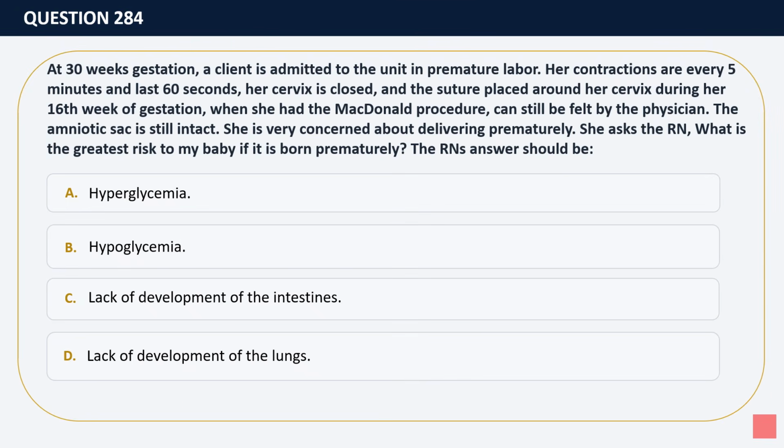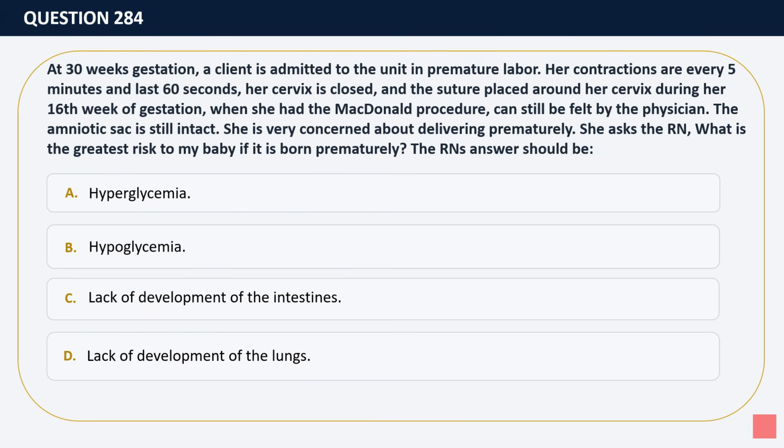Question 284. At 30 weeks gestation, a client is admitted to the unit in premature labor. Her contractions are every 5 minutes and last 60 seconds, her cervix is closed, and the suture placed around her cervix during her 16th week of gestation, when she had the McDonald procedure, can still be felt by the physician. The amniotic sac is still intact.